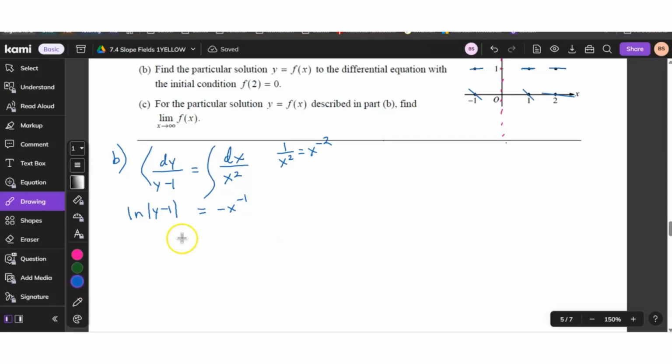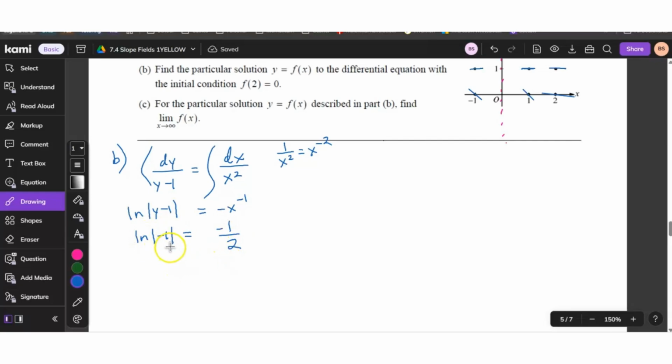Now we can plug in our initial condition. You add 1 to the exponent, which makes the negative 2 become negative 1, and then you divide by negative 1. But rather than showing this, I just wrote times negative 1 because it's the same. All right, now I'm going to plug in my initial condition where x is 2 and y is 0. So I'm going to get the ln of the absolute value of negative 1 equals negative 1 over 2, because remember we said that negative x to the negative 1 is also negative 1 over x.